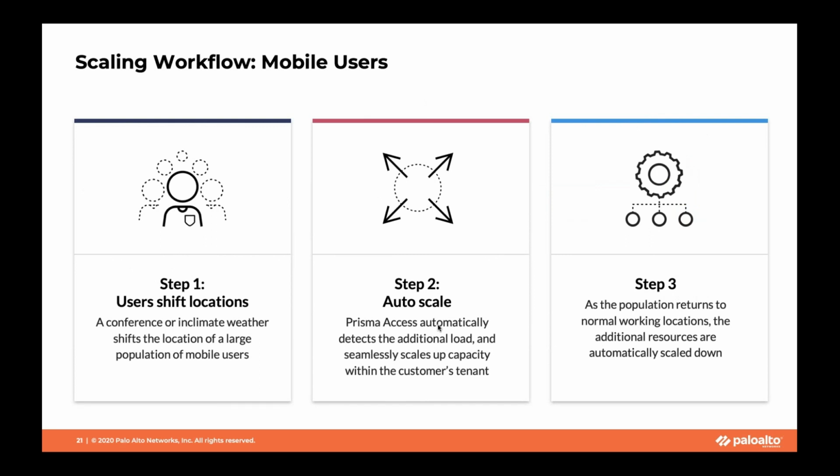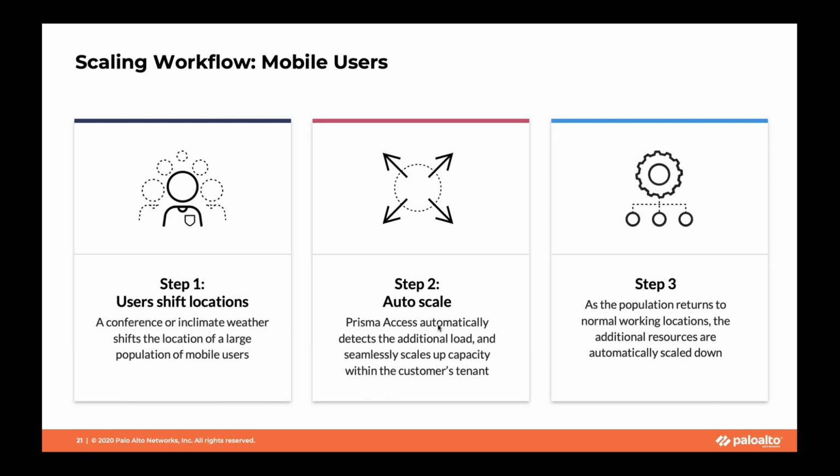Okay, so scaling workflows, like with Corona now, this is very important. But in normal situations, we also have users shifting locations, traveling, maybe, so we have to keep up with the amount of users. Now with Corona, we don't have to worry about that because everything is taken care of by Prisma Access. So the auto scaling, you don't have to take any measures.